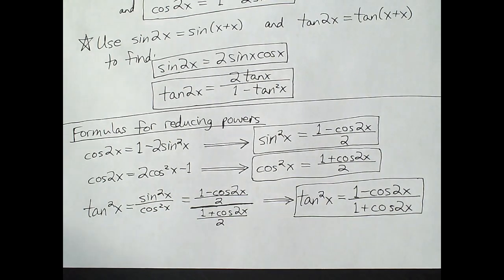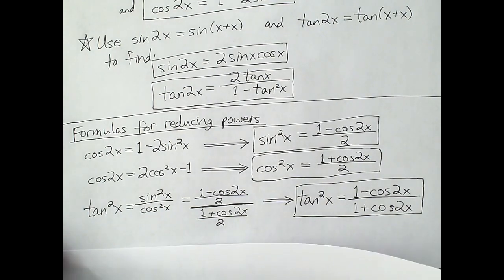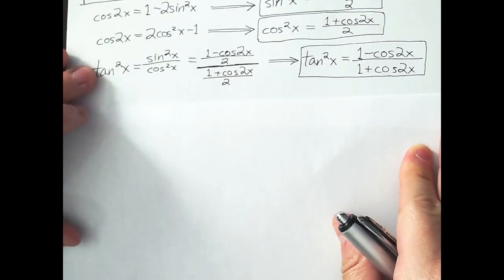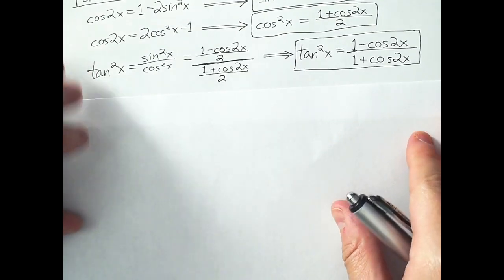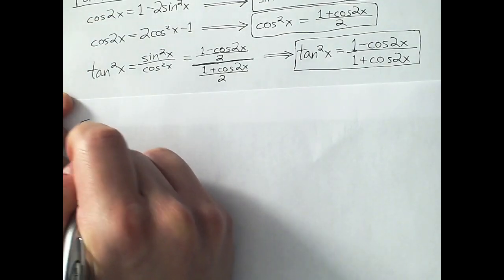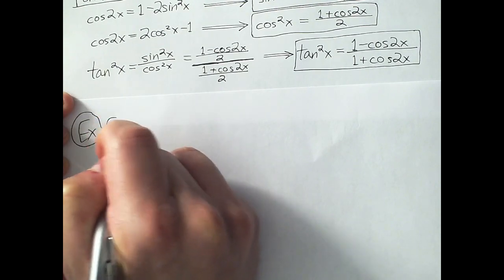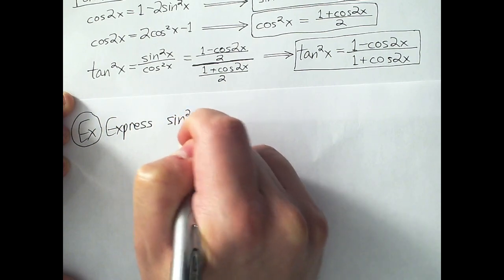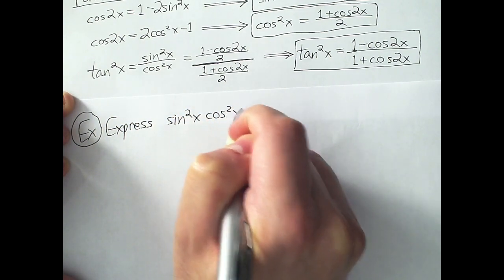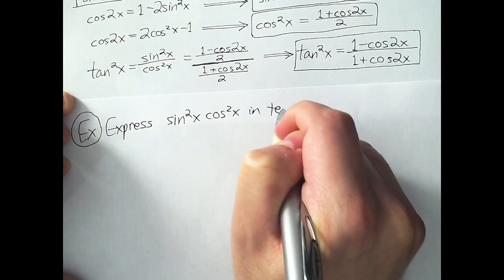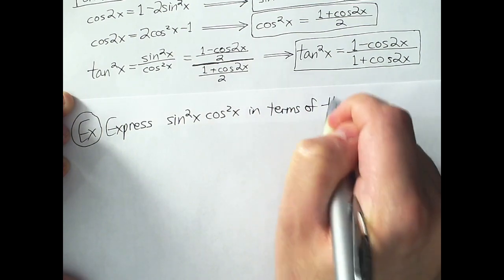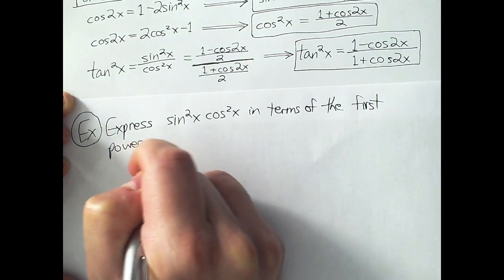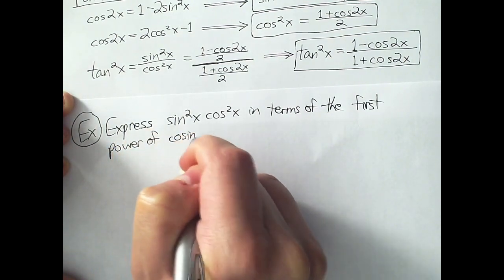So, let me show you an example problem. We're going to kind of alternate. In this section, we're going to go back and forth between deriving identities and using them for problems. So here's a problem. It's going to be a little different from some things you've seen. Express sine squared x cosine squared x in terms of the first power of cosine. I'll do this one for us.